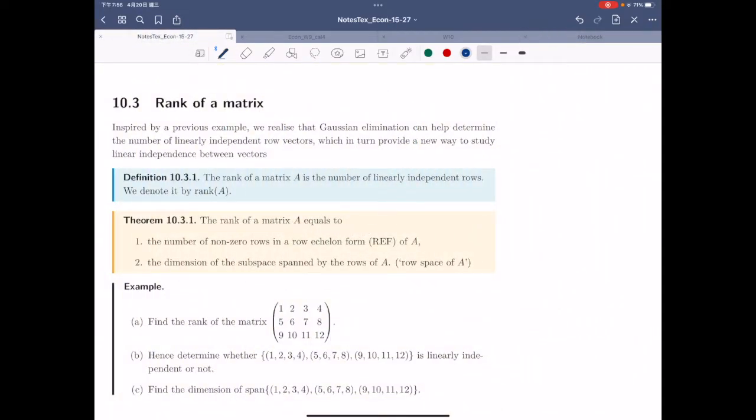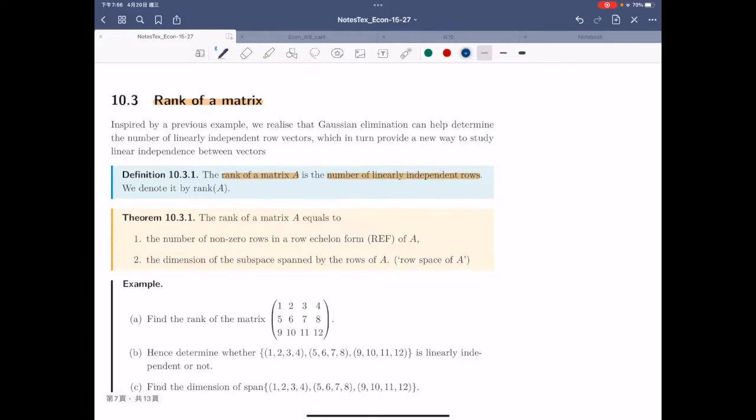Before I do that, I want to introduce a concept called the rank of a matrix. What does the rank of a matrix mean? It actually means something very simple, but it sounds very fancy. So look at definition 10.3.1. It says that the rank of a matrix is the number of linearly independent rows. Let me give you an example.